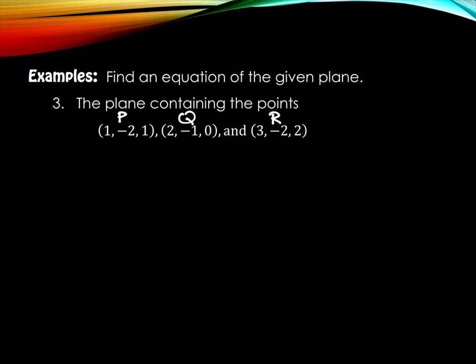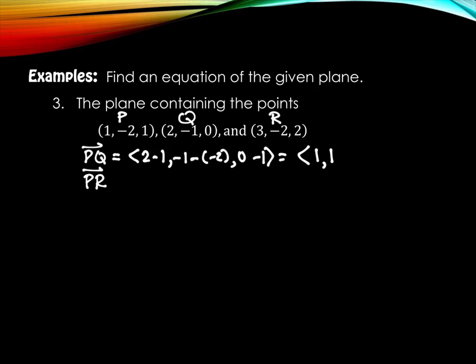I'm going to choose to create the vector PQ and the vector PR. If you want to be very adventurous and do QR and then check and see if you get the same thing at the end, feel free to do so. All right, PQ. So I'm going to take the point Q and I'm going to subtract off the point P. So I have 2 minus 1, negative 1 minus negative 2, and 0 minus 1, which will give me 1, 1, negative 1. Did I get that right? That's what I have written down.